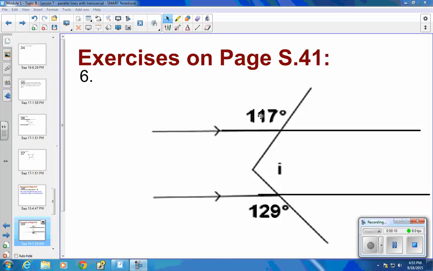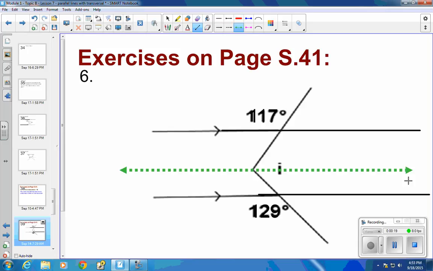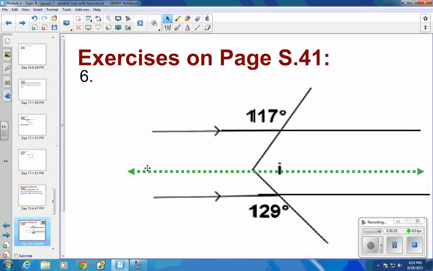If I take this 117, I could make vertical angles by sliding this right across here. I could add an auxiliary line. Remember, auxiliary lines are lines we add into pictures to help us along the way, as long as it is parallel to those two lines. It has a lot of use.